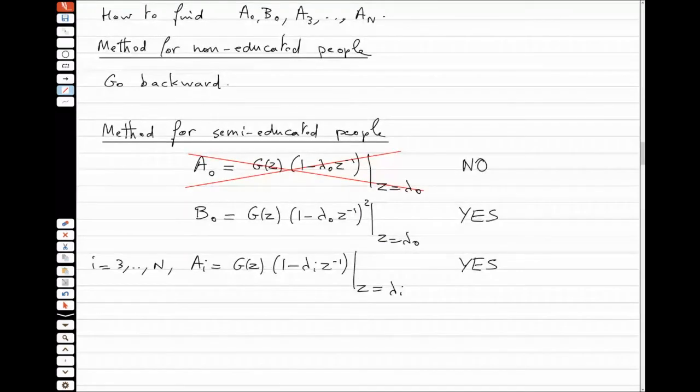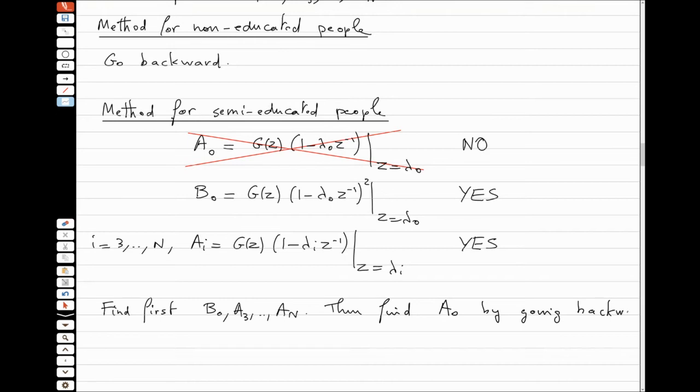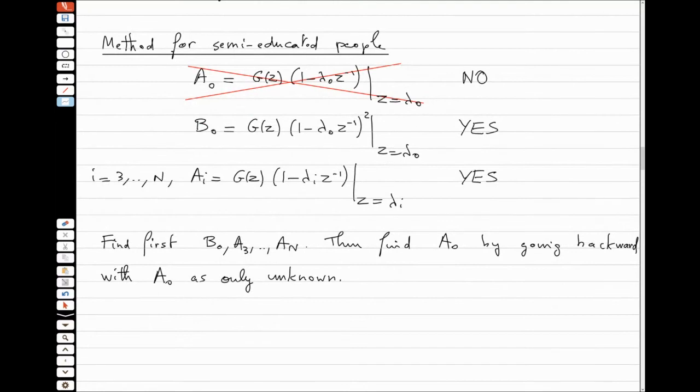So what do we do in this case? So there's an easy way to get by, to find first B naught, A1 to AN, then find A naught by going backward, with A naught as the only unknown. And you find it. So you understand why this is called semi-educated?